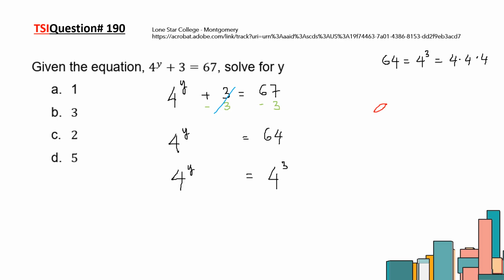If we have the same base, a to the power of n equal a to the power of m, then we can conclude that n is equal to m. So now we have our a is 4, our n is y, our m is 3. Okay, so we conclude that y equals 3.